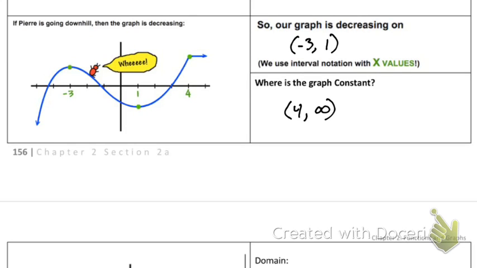Your big things are, you have to read your graph left to right, you have to use x values, and you have to use parentheses. You have to keep all 3 of those things together on this. Otherwise, you mess up one of those, you mess up everything. Like if you read right to left, now you're completely mixed up, and now you think that this part is decreasing. So left to right, if Pierre's going uphill, it's increasing. We use x values in parentheses. If he's going downhill, it's decreasing, uphill, and finally constant.